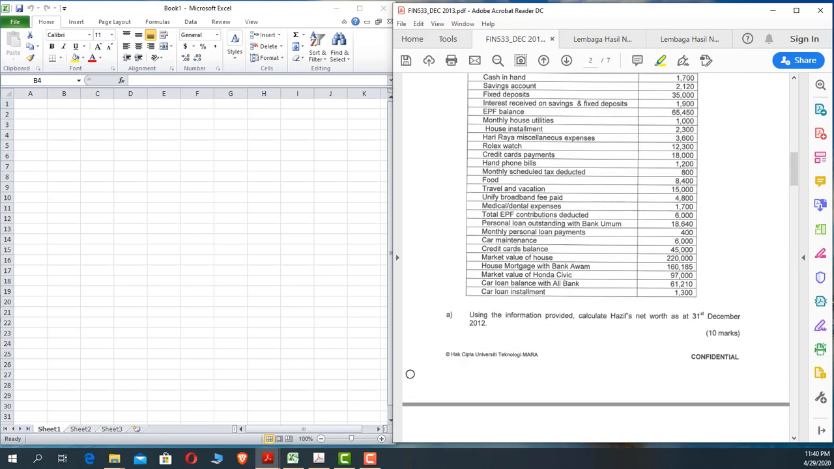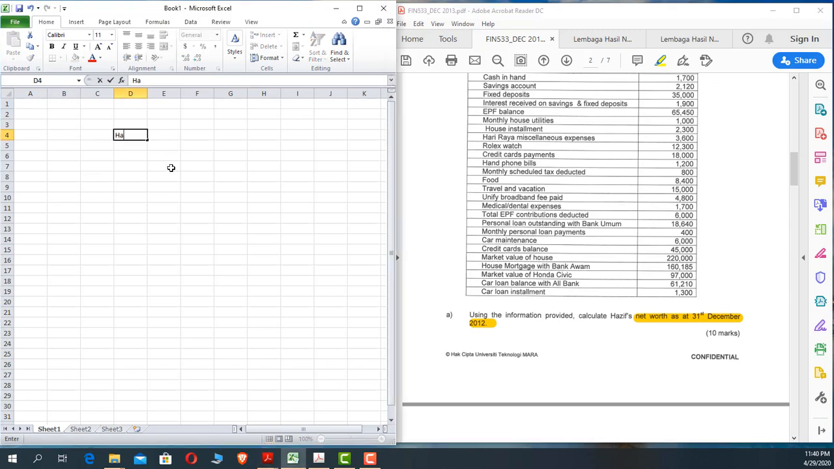Okay, so this is the information, and using the information provided, calculate Hazif net worth as at 31st December 2012. So net worth adalah balance sheet. Yang pertama awak kena tulis ialah based on your Hazif. So based on balance sheet is at 31st December 2012. So I convert ni lah.